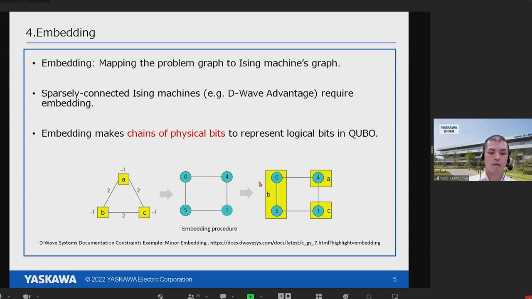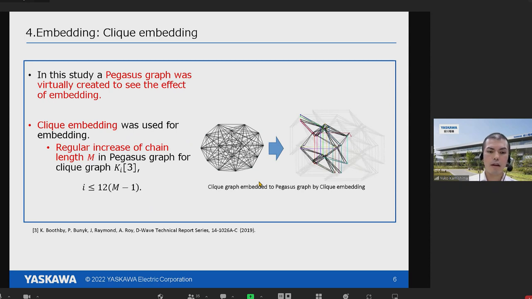Now I'm going to explain about embedding. Embedding is the mapping of the problem graph to the Ising machine's graph. Sparsely connected Ising machines, for example D-Wave Advantage, require embedding, as shown in the figure below. Embedding makes chains of physical bits to represent the logical bits in the QUBO. In this study, a Pegasus graph was virtually created to see the effect of embedding. The embedding we use is the clique embedding. And the clique embedding has a regular increase of chain length in the Pegasus graph, as shown in this formula.